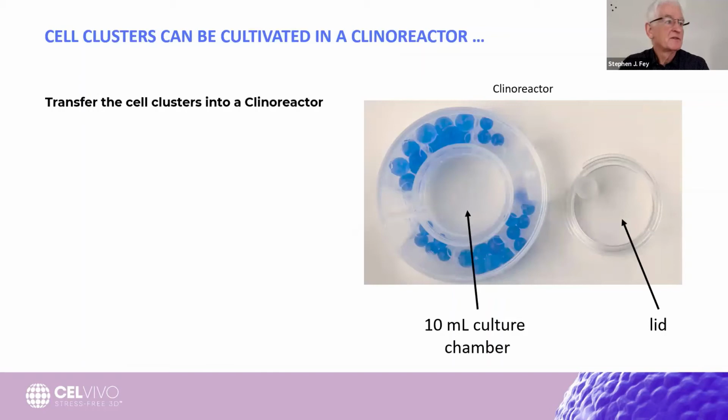Once you've got your spheroids, you can put them into the Kleiner reactor. Here's the Kleiner reactors that we're producing. There's a 10 milliliter culture chamber in here, and then this lid goes on top. So you can see through it. So you can just take this Kleiner reactor, put it under your microscope, and look at the spheroids you've got without disturbing them. Around it, there are some beads, these blue beads, and they simply provide humidification for the culture. And that's a trick we use to reduce the risk of infection.